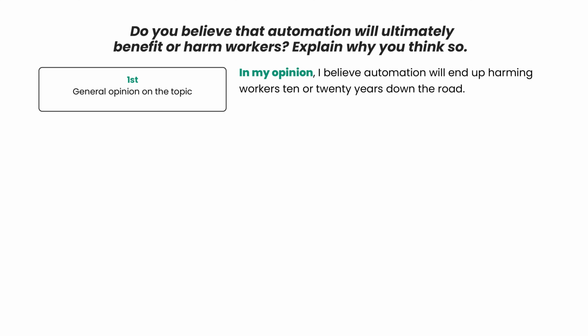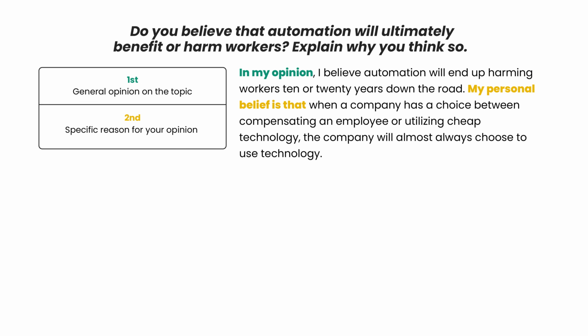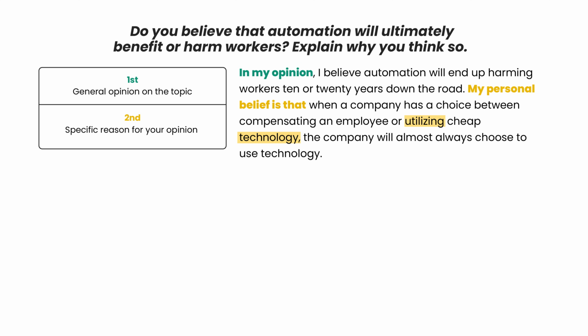That's it. After you give your general opinion, you get more specific by giving a specific reason for your opinion. My personal belief is that when a company has a choice between compensating an employee or utilizing cheap technology, the company will almost always choose to use technology. Okay, so I tried to use some difficult vocabulary there. You don't have to write like me, but I wanted to show you what could be helpful to get a higher score. Utilizing technology, compensating employees. So instead of pay, I say compensate. It's a hard word to use, but I can use it, so I'm going to use it here. But it's up to you. Don't get too stressed if you can't write this way.